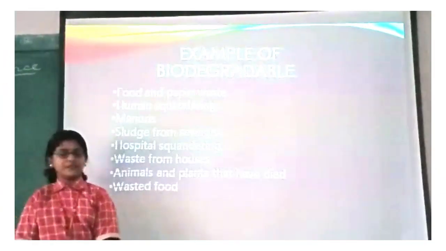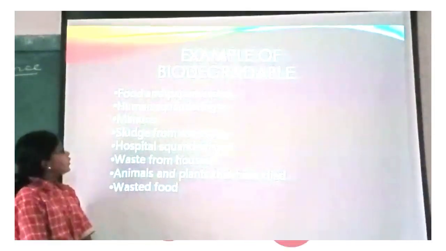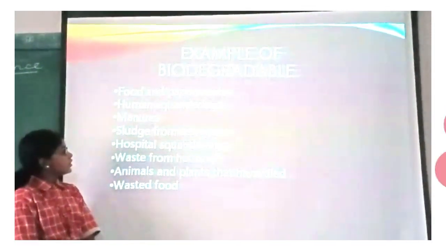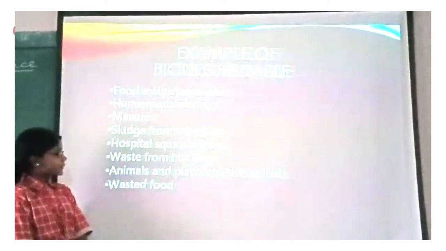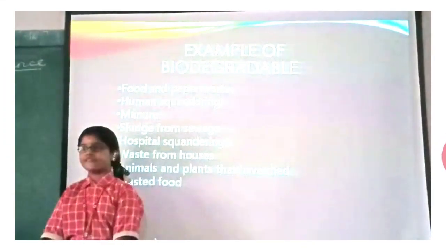Examples of biodegradable waste: food and paper waste, human waste, manure, hospital waste, waste from houses, and animals and plants that have died.